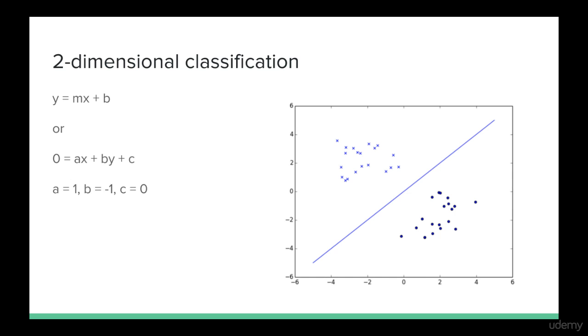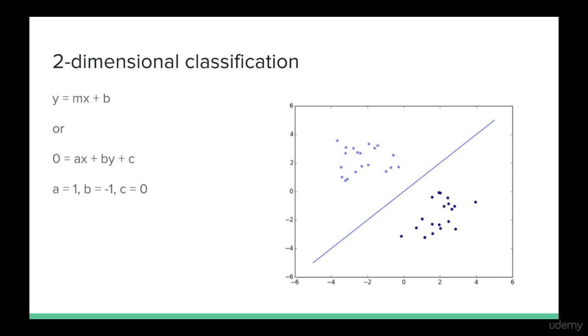So what is the equation of a line that we all remember from grade school? That's y equals mx plus b, where m is the slope and b is the y-intercept. Remember that the general form of a line is 0 equals ax plus by plus c, which of course can be rearranged to give you y equals mx plus b quite trivially.